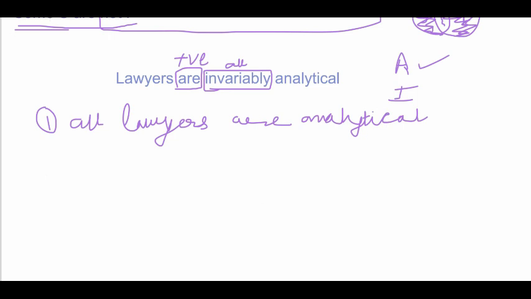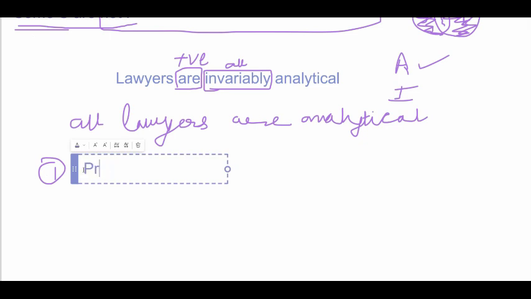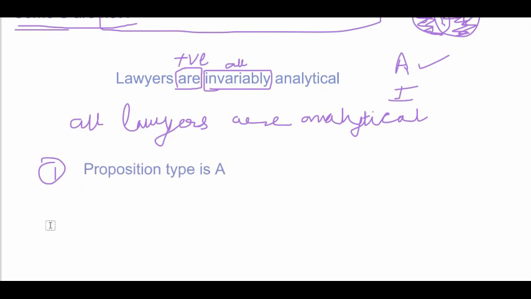Now, this is not the logical form. First, we have to state what the proposition type is. So the proposition type is A. It's an A type of proposition. Okay. Second answer is convert to its logical form.